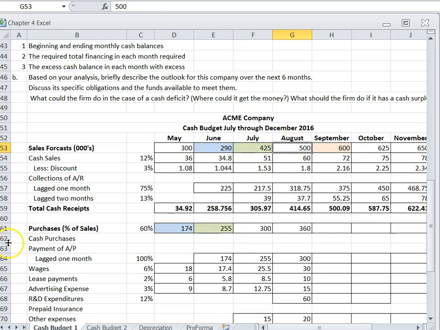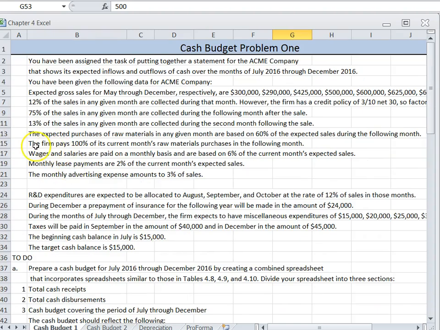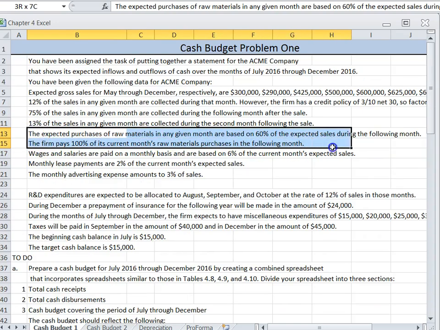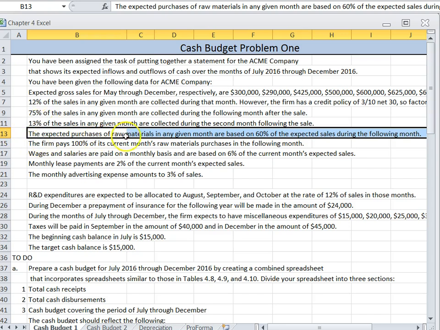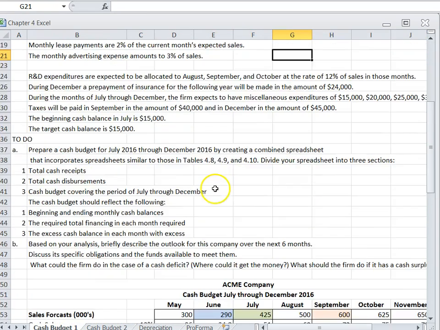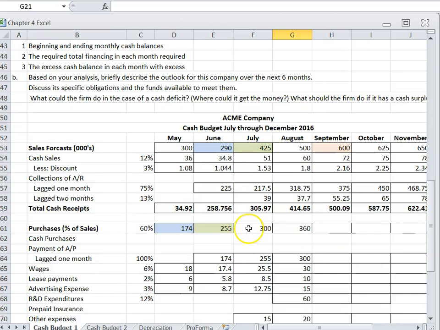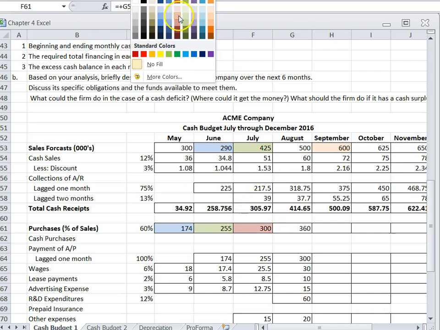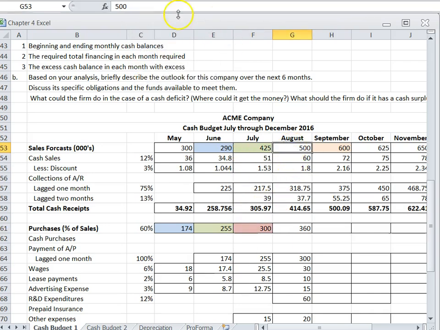So again, when it comes to purchases, what we have here is telling us 60%: the expected purchases of raw materials in any given month are based on 60% of the expected sales during the following month. So that means if I want to calculate July's purchases, I'm going to have to look to August's sales forecast. So what this is basically saying is, okay, we're going to sell 500,000 in August. I need to buy $300,000 worth of material in July to make the products that are going to be sold in August. That's why we kind of step it backwards.